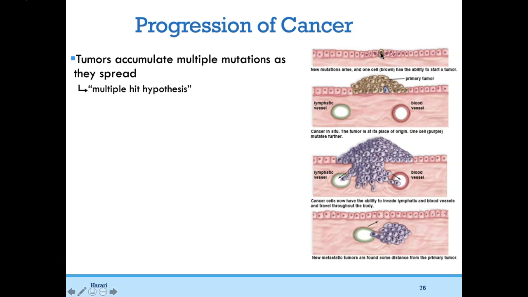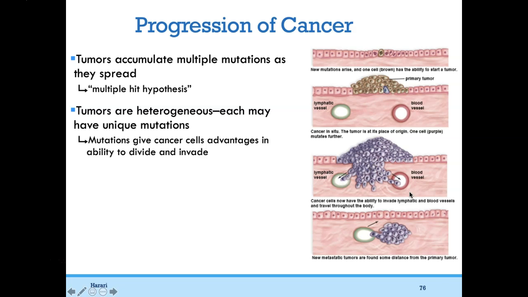So here we had one cell that has a mutation, so this keeps on growing and growing into a colony of cells. So here we have a group of brown cells. One of those brown cells mutates even further, has a separate mutation, right? So this is now heterogeneous, meaning this purple cell, cancer cell, has a different set of mutations than the rest. Now these purple cells will keep on growing, and now they can invade lymph vessels or blood vessels, right? Because that mutation gave them an advantage to divide and invade even more.